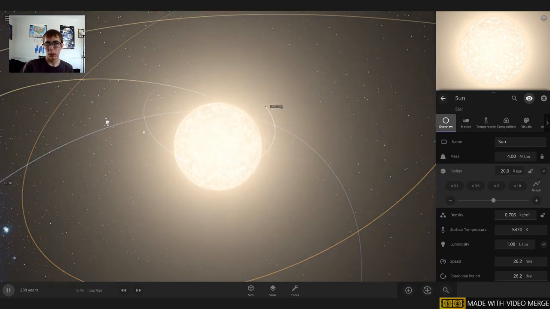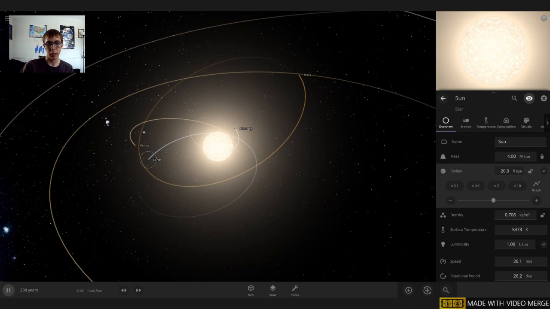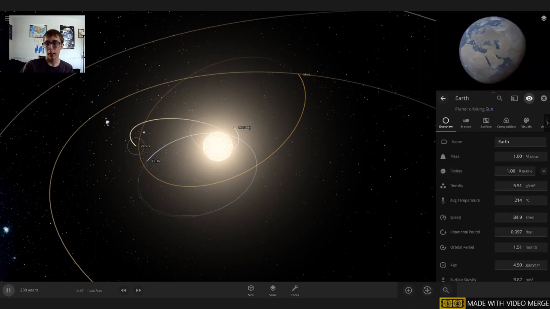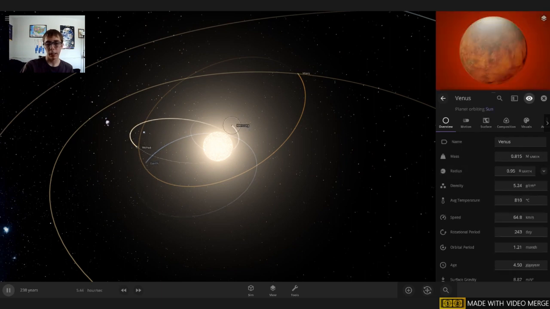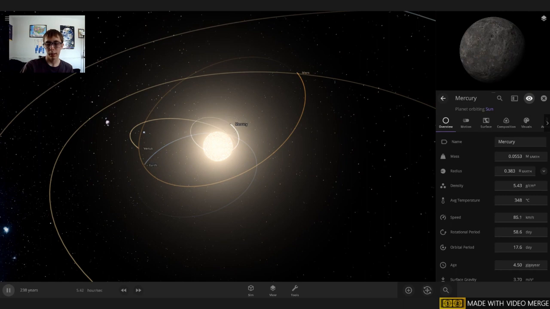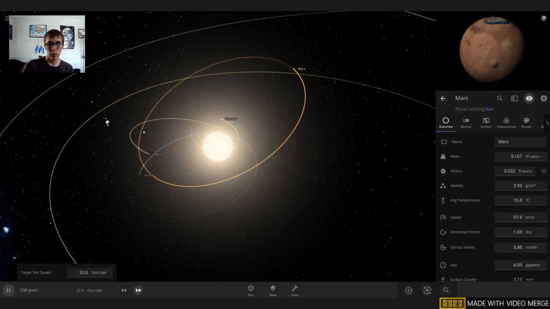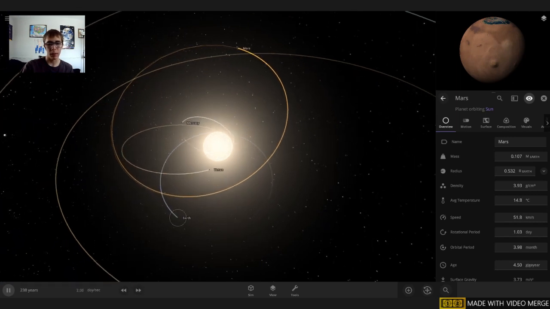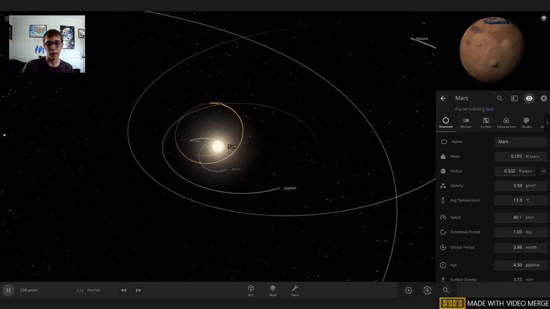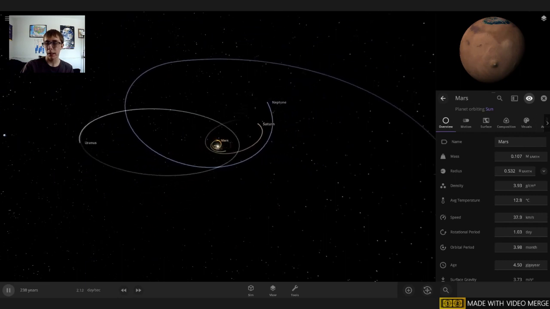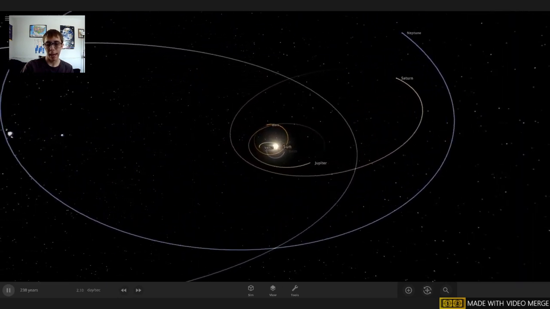Whoa. I think I just screwed something up here. Because now Earth, Venus, oh, look at Venus, Mercury, Earth. I think all of the planets have now shifted. Let's just speed time up and see what happens. So, Mercury immediately got incinerated by the sun. I think the rest of the planets are now okay.